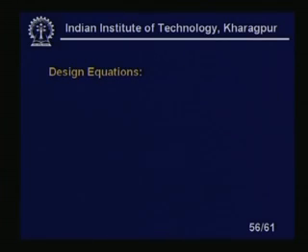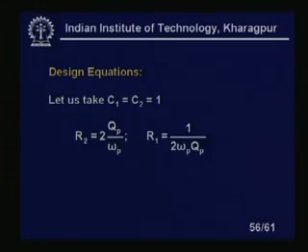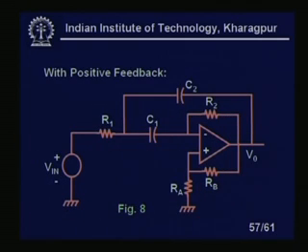Now, design equations. In the case of the simple negative feedback topology, or negative feedback without positive feedback, the circuit looks like this. Let us take C1 equal to C2 equal to 1, and R2 equal to 2 QP by omega p, and R1 equal to 1 upon 2 omega p QP. So, this is our circuit without positive feedback. The other circuit is with positive feedback. You see that to make the circuit stable, I do not need this positive feedback.